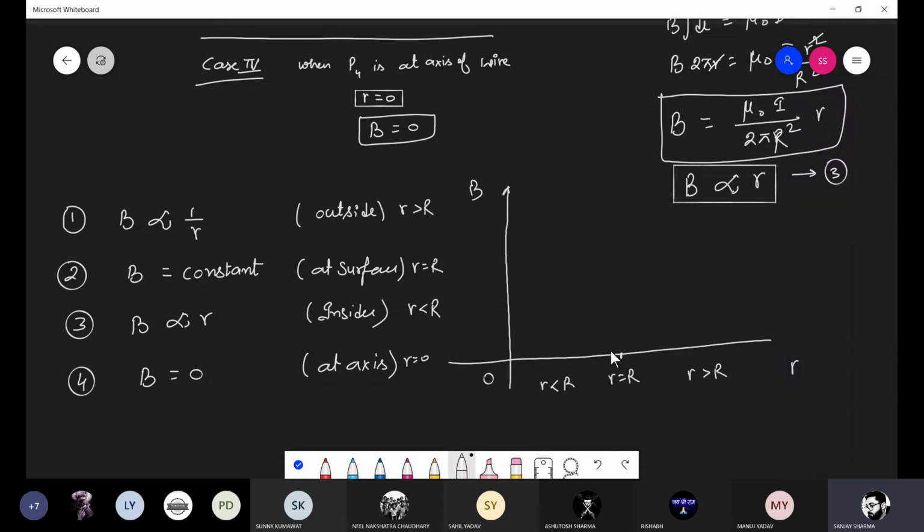Okay. So here according to the fourth point, at r equal to 0 and at the axis the magnetic field is 0, and up to the surface the magnetic field is directly proportional to the distance, and when r equal to capital R, here B is equal to constant. Here B is directly proportional to small r, and beyond this point B is inversely proportional to r.